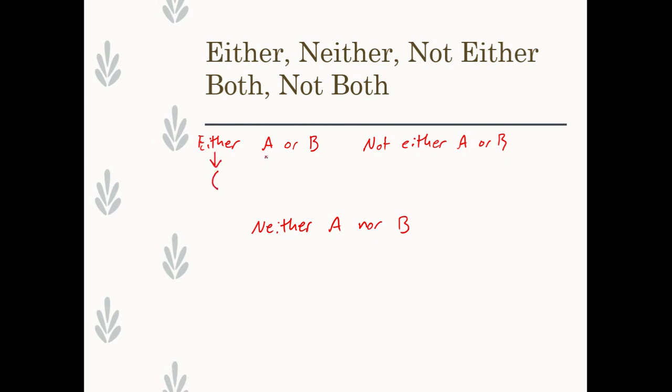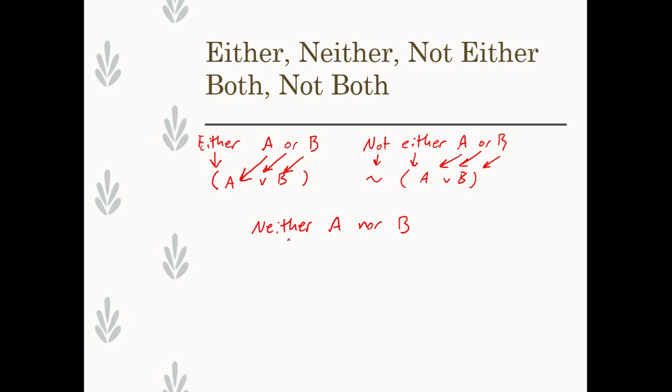When you see the A, you're just going to carry it down. The or, you carry down as your wedge, and your B, you carry down as well. And then you finish your separator. So either A or B is often going to be translated as parenthesis A wedge B close parenthesis. When you see not either A or B, the not is going to be carried down as a negation. Either means start your parenthesis. A carry down, or carry down as your wedge, B carry that down, and then close off your parenthesis.